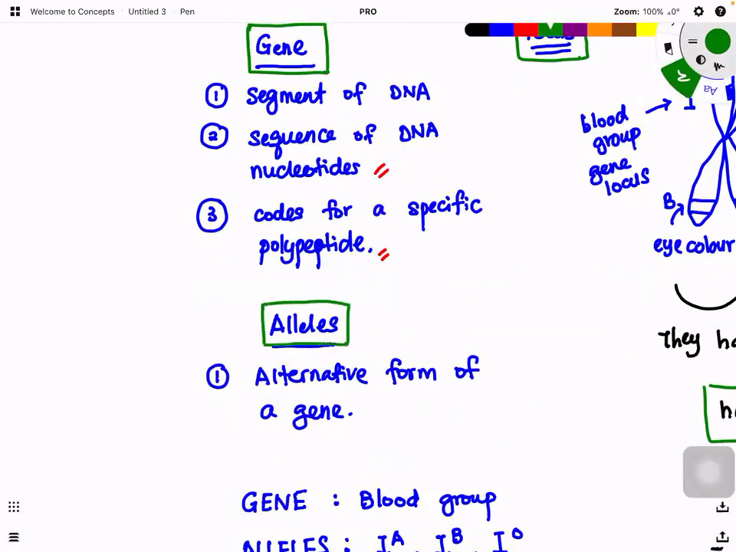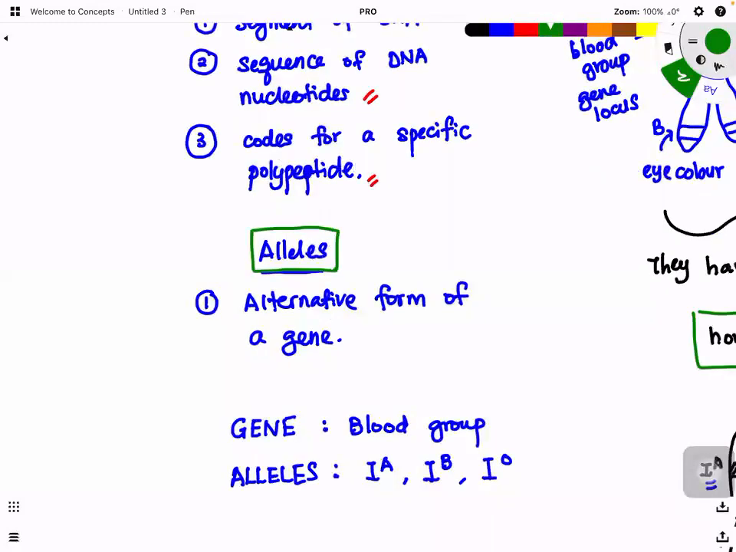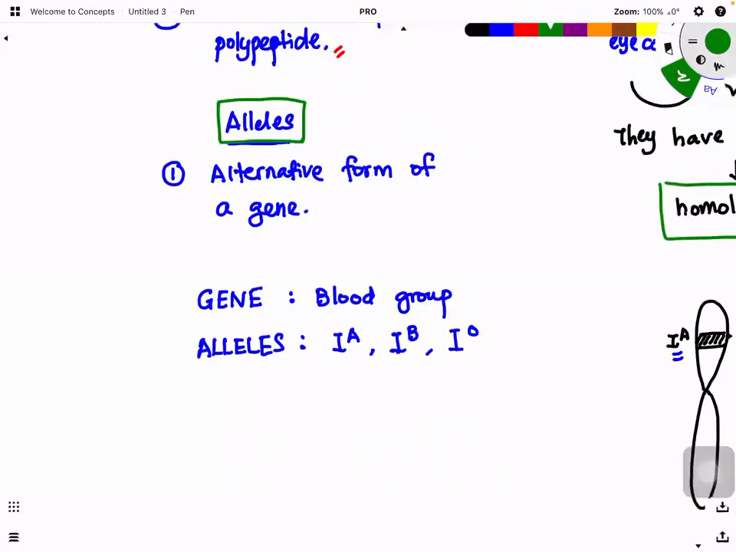What kind of characteristic? Whether you're going to have blood group A or blood group B is determined by the allele. We always have the gene for our blood group, but what kind of blood group we have is determined by the alleles that we inherit from our parents. So what is an allele? An allele is an alternative form of a gene. Alternative means you don't have only one, you have many of them. For example, IA, IB, IO are alternative forms of the blood group gene. So that's why I use these as an example.